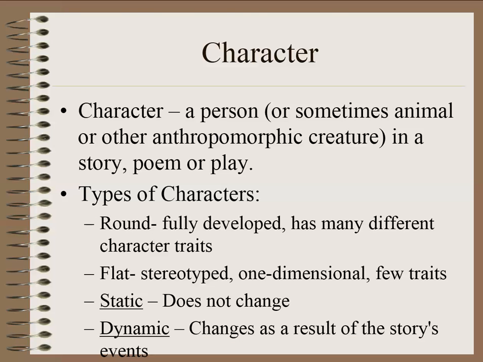You've got different types of characters. You've got round, which means they're fully developed. They have many different character traits. You've got flat, meaning they're stereotyped, one-dimensional. You know, think classic bullies or dumb jocks, any of the stereotyped kinds of characters in movies. Static means they don't change throughout the story. Dynamic means they change as a result of the story's events. Most protagonists are dynamic. Most protagonists will change in some way throughout the story, but not always.